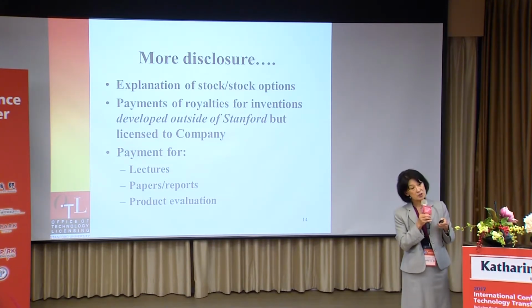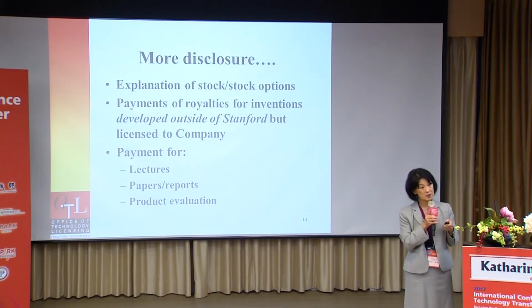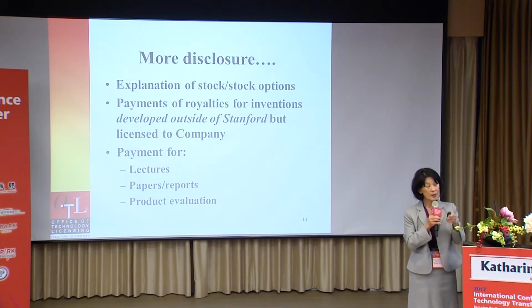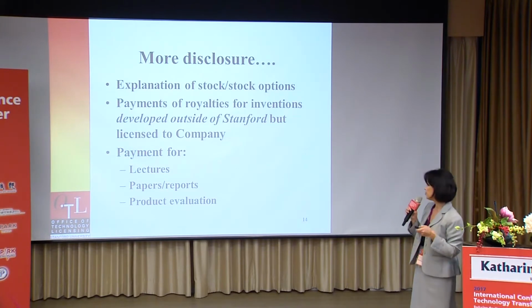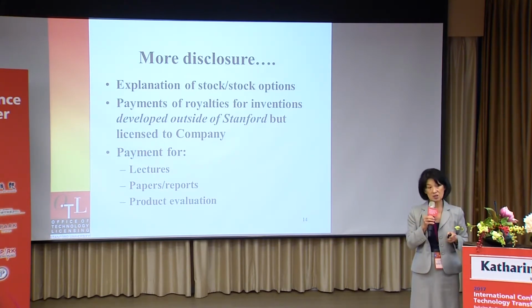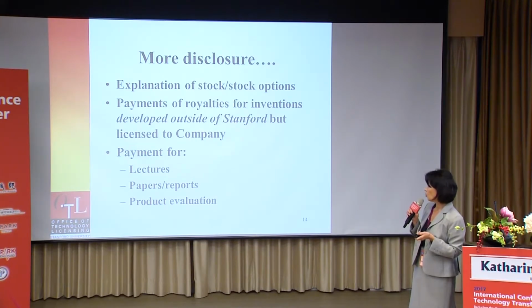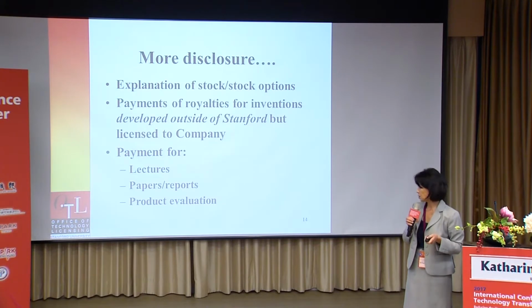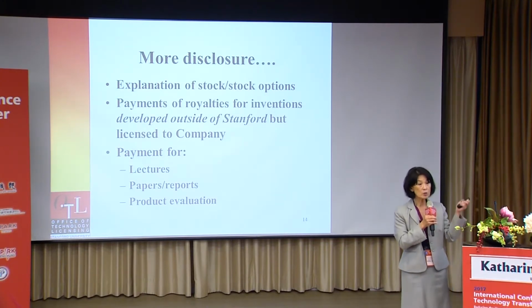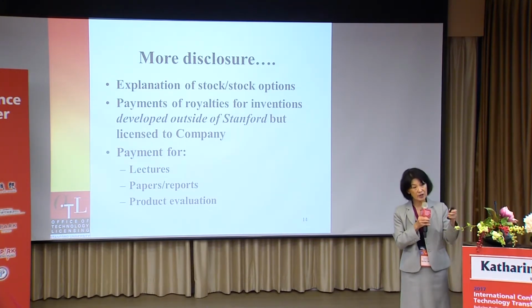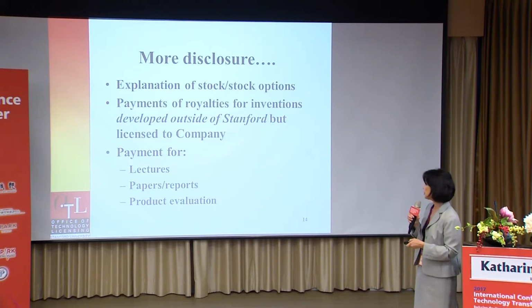The conflict of interest group wants to know if there are payments to the inventor for IP that was developed outside of Stanford and licensed to the company directly, maybe from the inventor. We will want to know payments for lectures, papers, reports, product evaluation. We will want to know the complete financial relationship with that company.